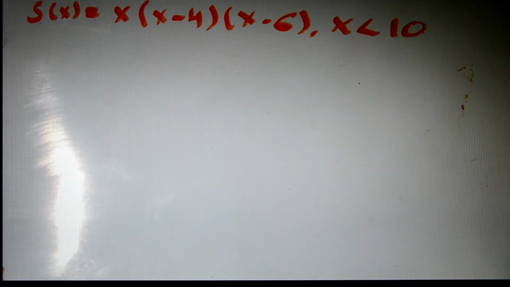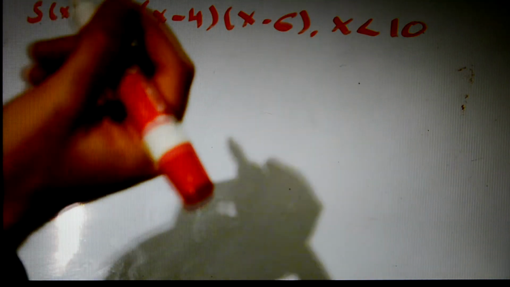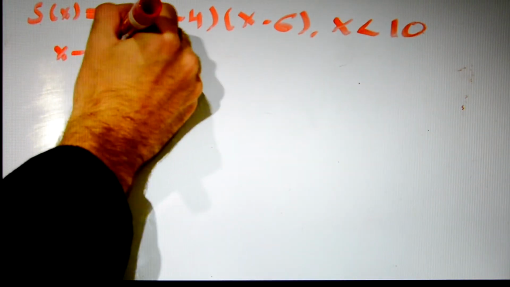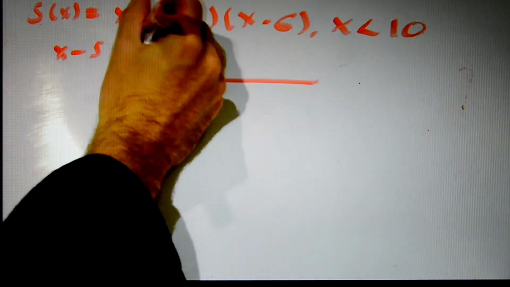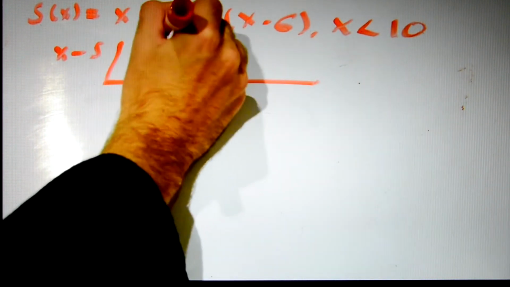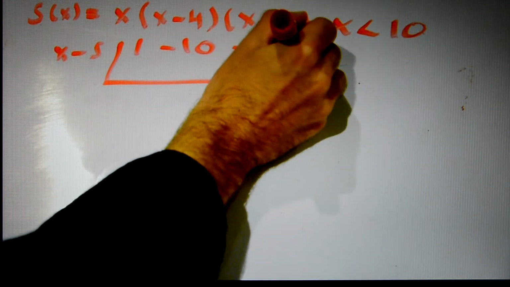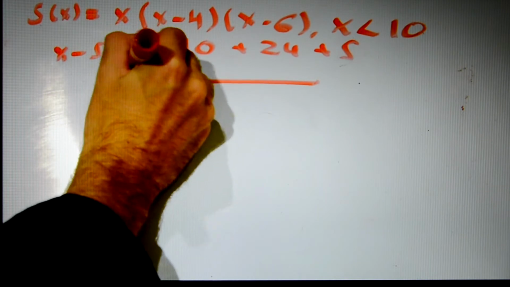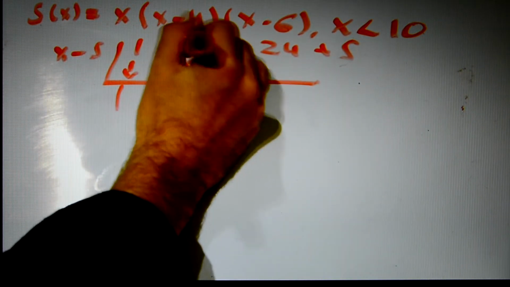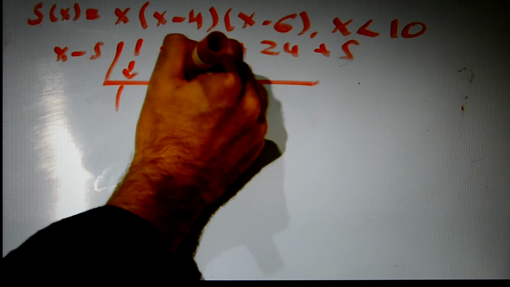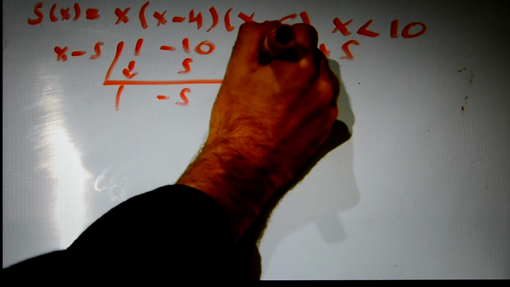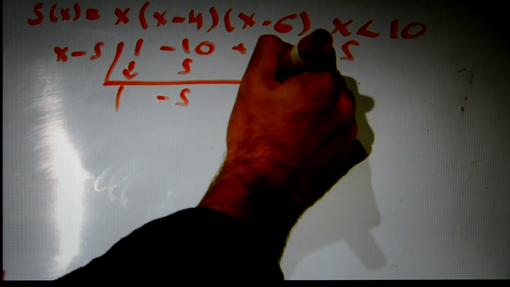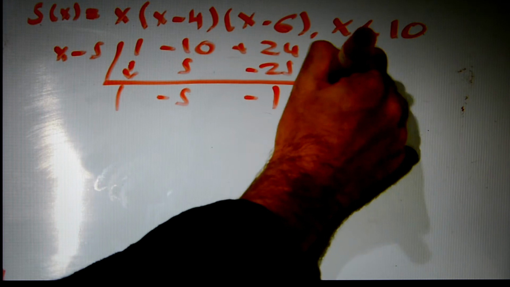Now that we know that x minus 5 is one of the factors and 5 is one of the roots, we could use this to do synthetic division, setting x minus 5 as the divisor and the values of our function on the top. Giving us 1, negative 10, positive 24, and positive 5. And now we just synthetically divide, bring down the 1, multiplying by 5, giving us 5, adding these two together, giving us negative 5. Repeat the process, giving us negative 25, and we add them, giving us negative 1, and then once again, negative 1 times 5 equals negative 5, giving us 0.